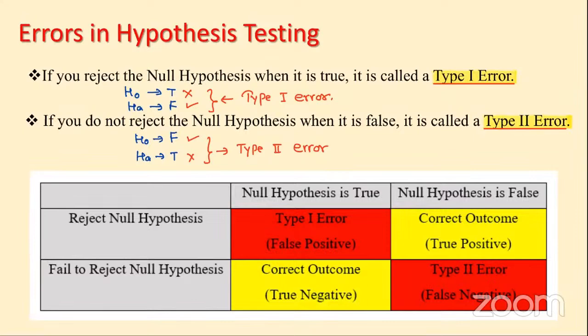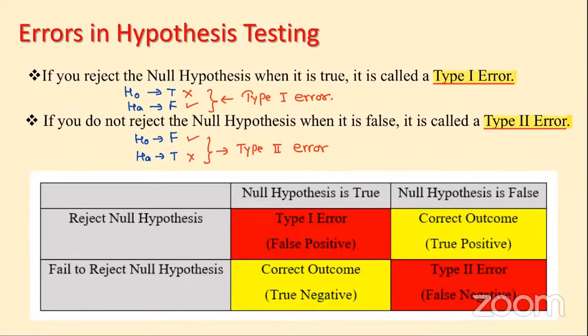And the other two cases in this table are the correct outcomes. For example, if the null hypothesis is false, that means you reject the null hypothesis. That is the correct way of making a decision. Or if the null hypothesis is true and you fail to reject, then that is also the correct outcome. But those two are the errors. Null hypothesis is true, but you are rejecting it, type 1 error. Null hypothesis is false, but you are accepting that hypothesis, that is also an error.